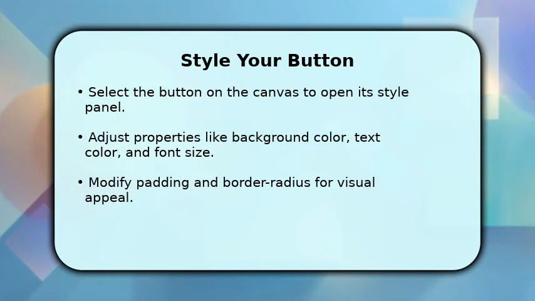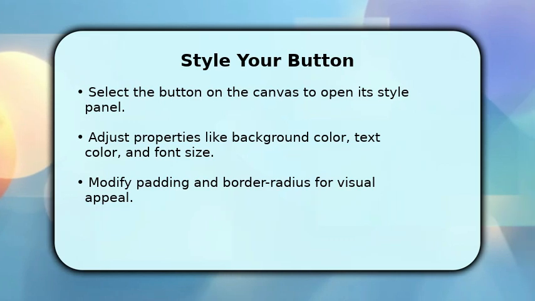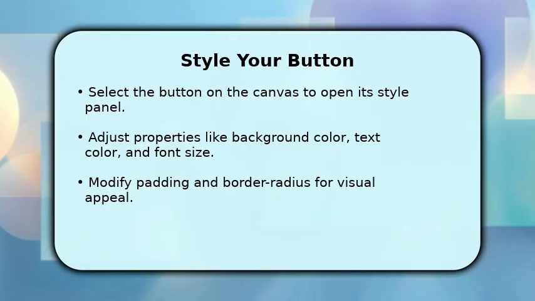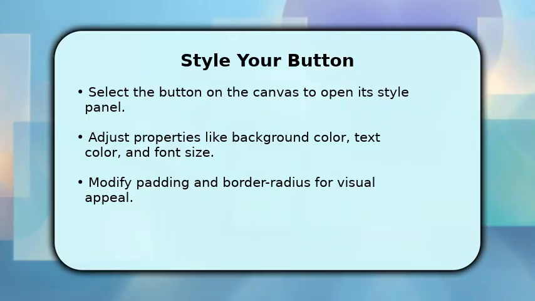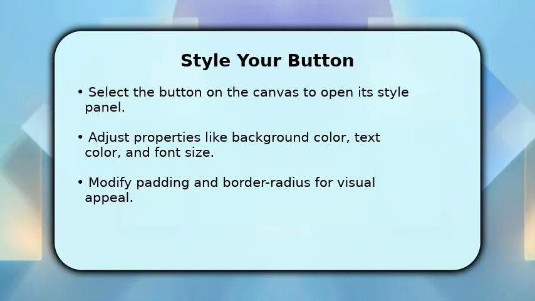Now that your button is on the canvas, it is time to make it visually appealing. Select the button to open the Style panel on the right. Here, you can customize its appearance by changing the background color, text color, and font size. Experiment with padding to give it some breathing room and adjust the border radius for rounded corners. There are hundreds of style combinations to explore.